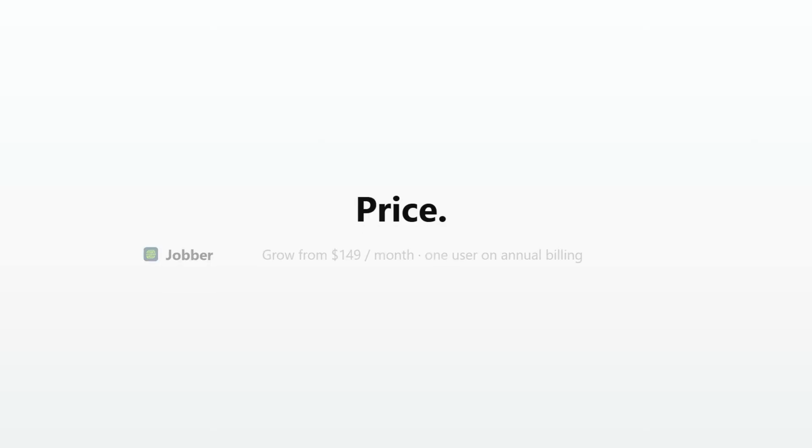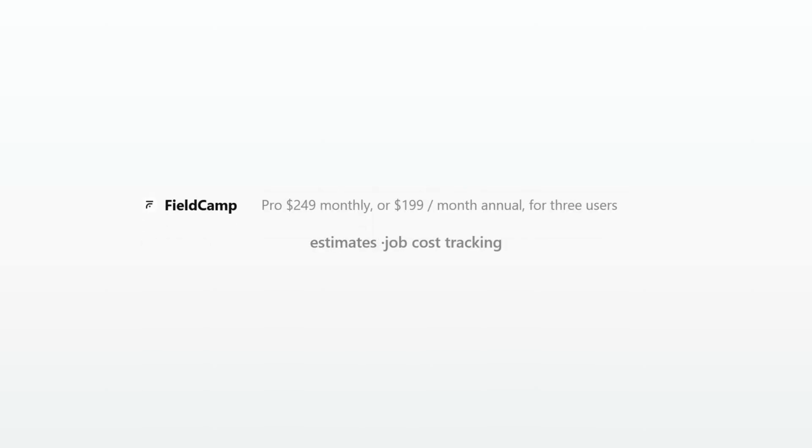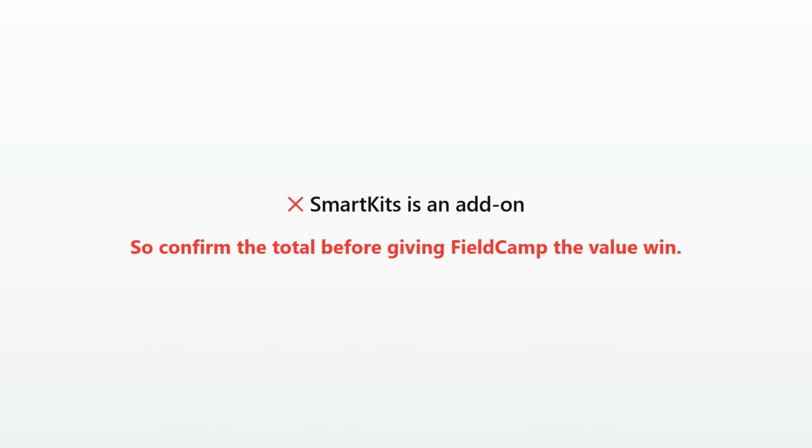But let's talk about price. Jobber Grow starts at $149 a month for one user on annual billing. LMN starts at $297, while Professional starts at $648 and adds real-time job costing. Aspire is custom priced with unlimited users. fieldcamp Pro is $249 monthly or $199 a month on annual billing for 3 users, including estimates and job cost tracking. Smart Kits is an add-on, so confirm the total value before giving fieldcamp the value win.